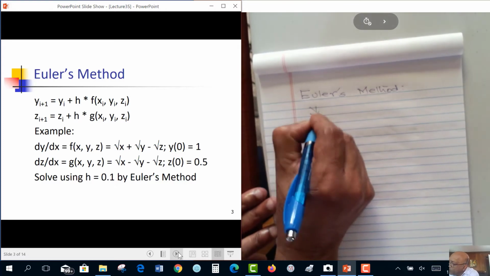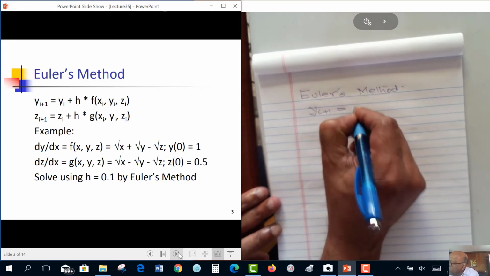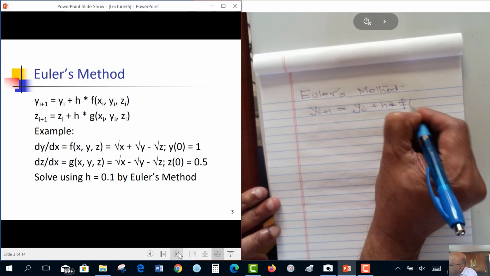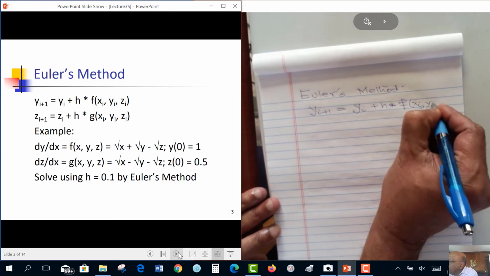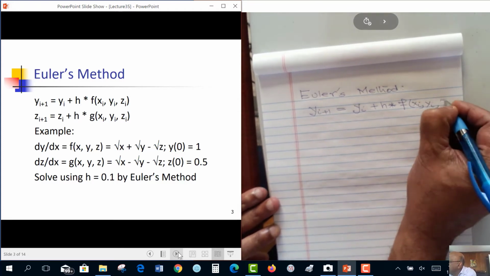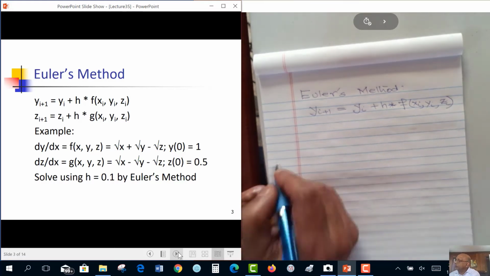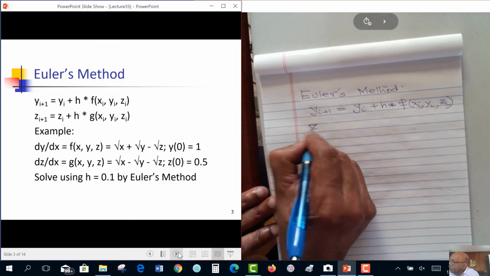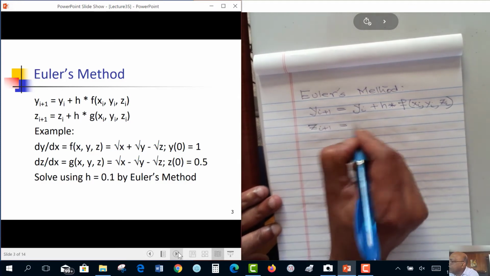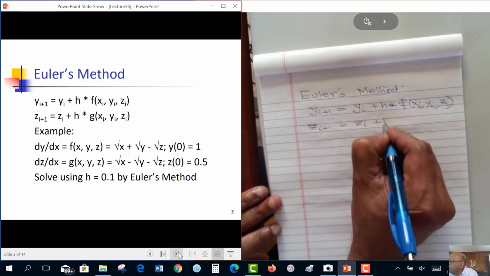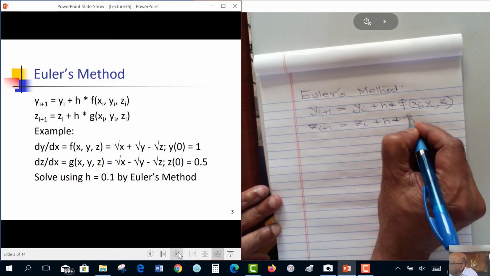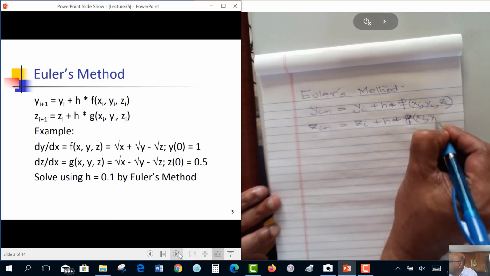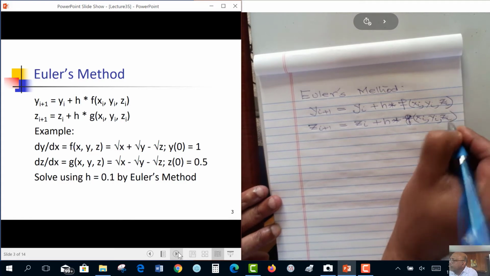When we had one equation, one unknown, we said yi plus 1 was yi plus h times the derivative, which was function at xi, yi. Now our function has got a third argument, so we can use at the same spot xi what is zi. So naturally, when we write zi plus 1 in a similar way, it'll become zi plus h times function. Now the function is g of x, y, z, right?